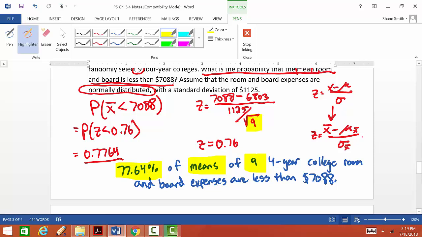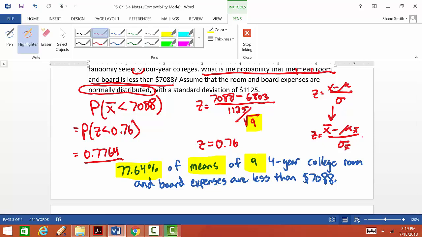The z-score is based on how many 4-year colleges I have. If I took the mean of 10 4-year colleges, that's going to have a different standard deviation. The probability is going to change. So make sure you're writing the correct sentence when you do this. And then, of course, I end with context in the sentence.